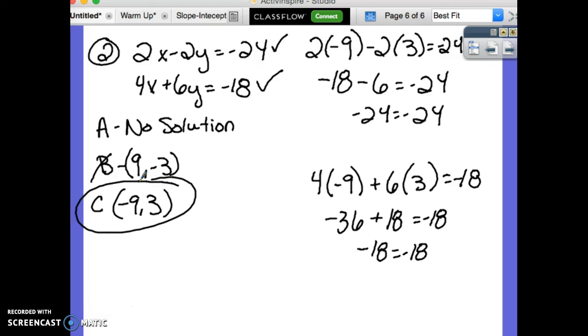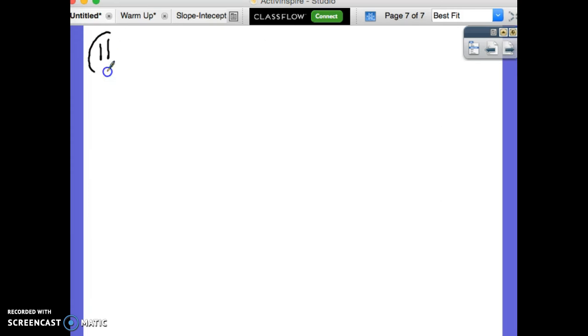Okay, so the first 10 are going to be just like that. So let's go to 11. 11 really is the same thing. It just looks a little different. So that's why I'm doing that one. So y equals negative 3x plus 6.